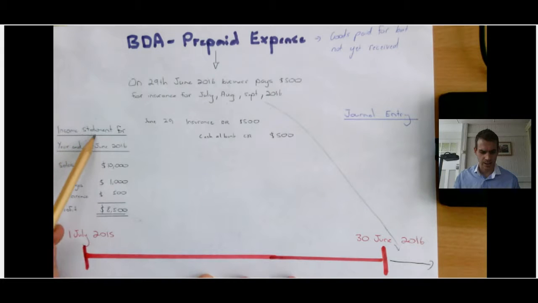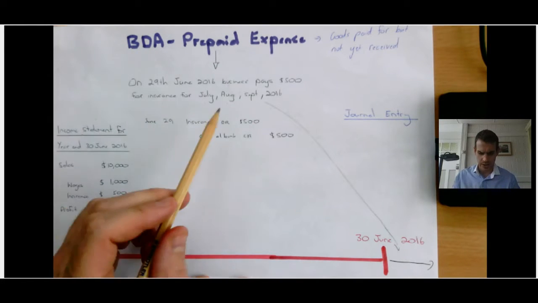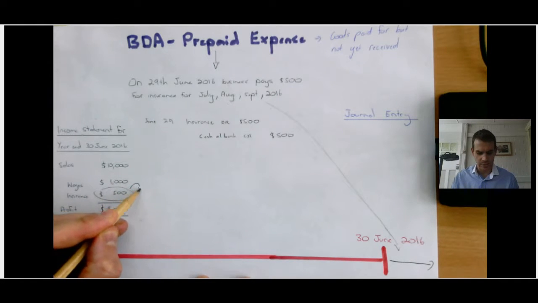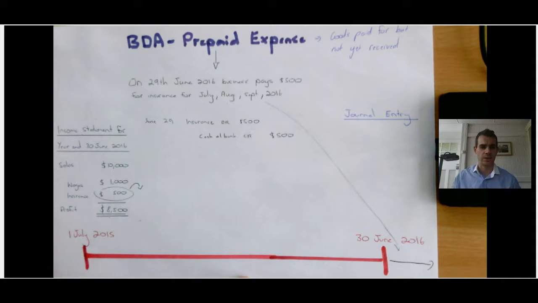If you have a look here at the income statement for year ended 30 June 2016, the current financial year, you can see that we have this insurance amount as an expense for $500. So that reduces our profit. So we have total sales of $10,000 less these two to get our profit of $8,500. But that isn't entirely accurate, because this $500 that we paid really should be in the income statement for the 2017 financial year. So our profit should not be $8,500, it should actually be $9,000.